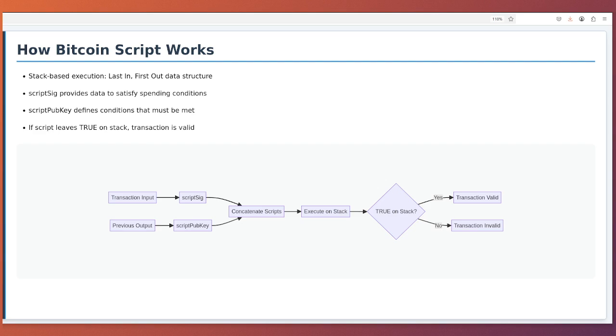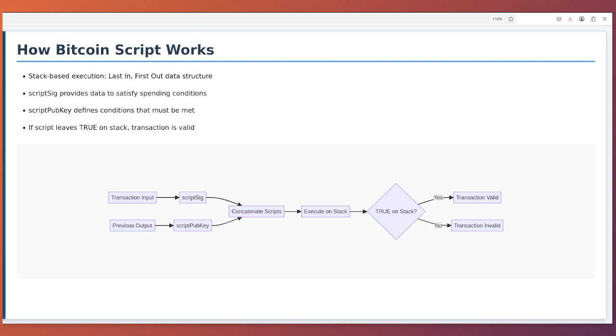The most common Bitcoin transaction type is pay-to-public key hash, abbreviated as P2PKH. In this transaction type, the script public key contains instructions that essentially say, to spend these coins, you must provide a public key that hashes to this specific hash value, and you must provide a valid signature from the corresponding private key. When someone wants to spend these coins, they create a script signature containing their signature and public key.